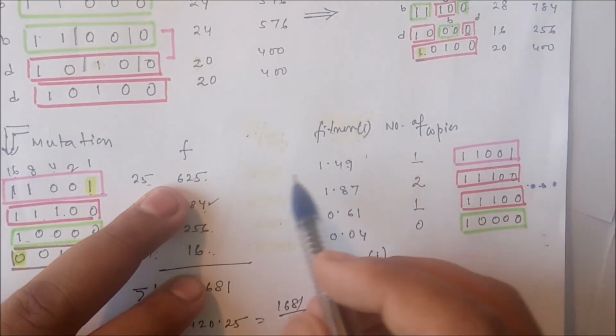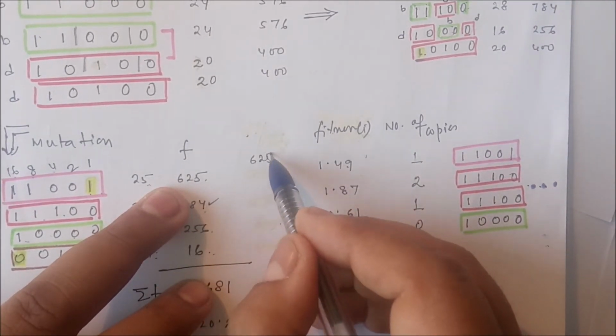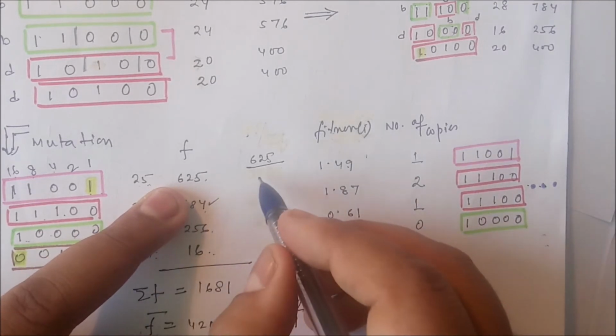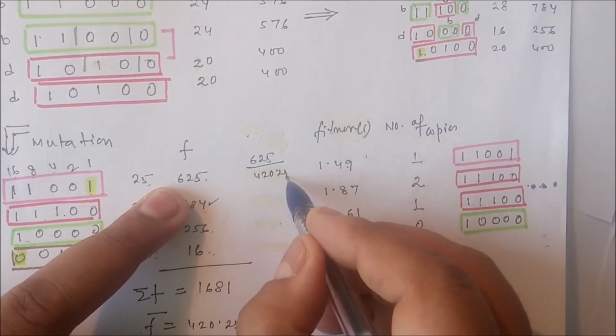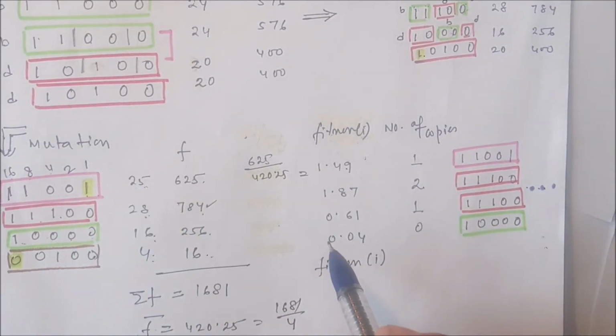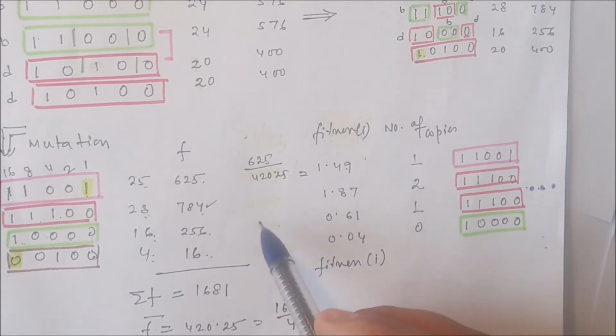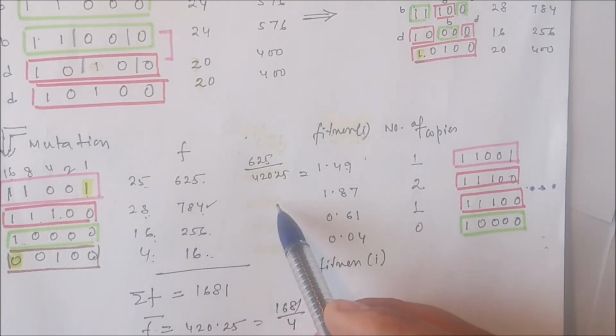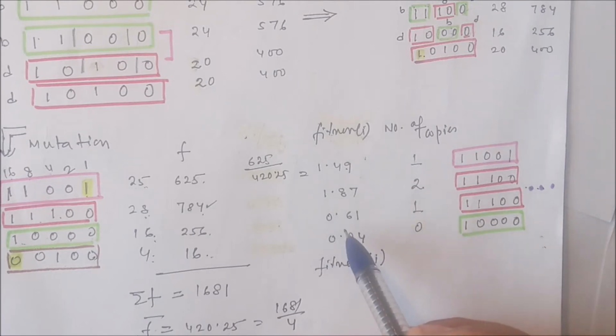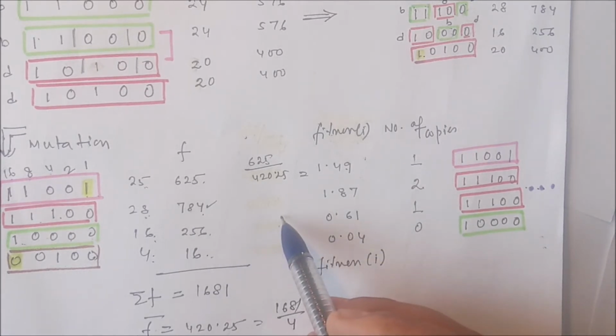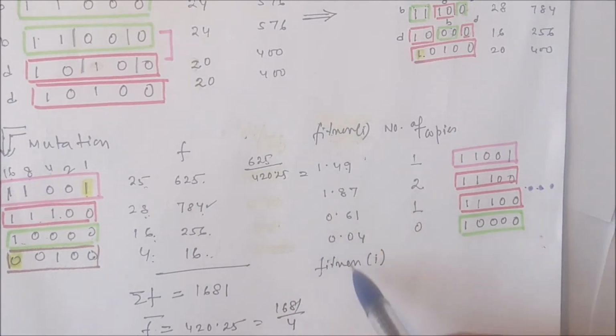How to calculate fitness? So here you have to calculate 625 divided by 420.25. The answer will be what? 1.49. Are you getting? Similarly here, 784 divided by 420.25, answer will be 1.87. 256 divided by 420.25, 0.61 and so on.